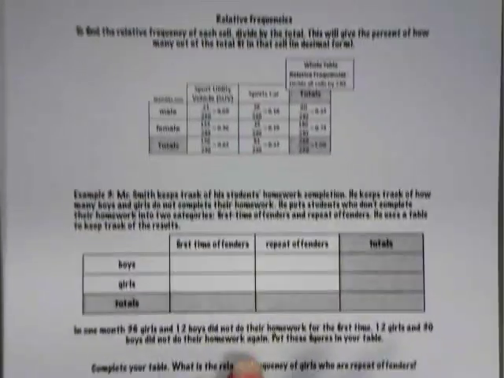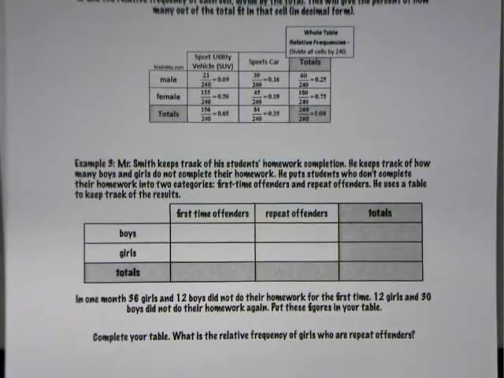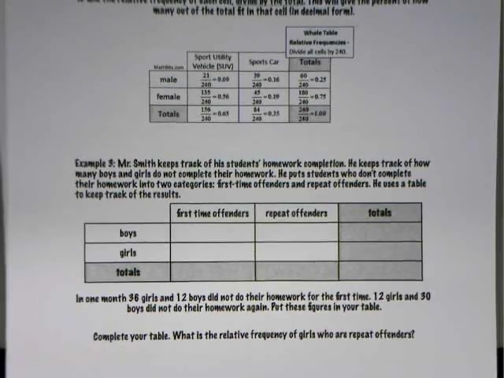So on this first one, Mr. Smith keeps track of his students' homework completion. He keeps track of how many boys and girls do not complete their homework. He puts students who don't complete their homework into 2 categories, first-time offenders and repeat offenders. He uses the table to keep track of the results.